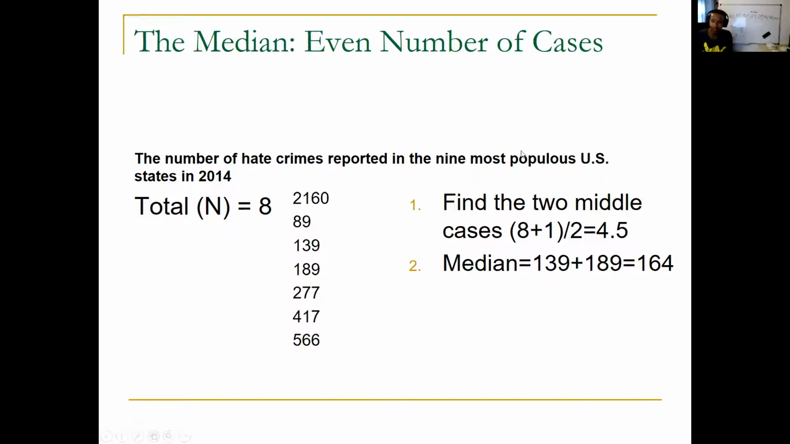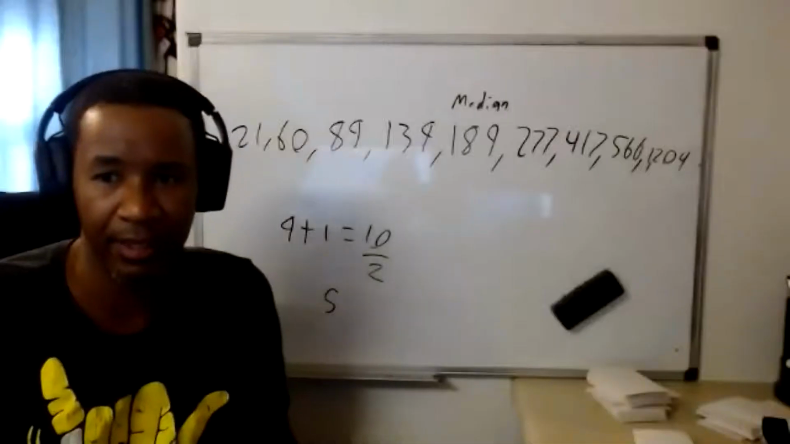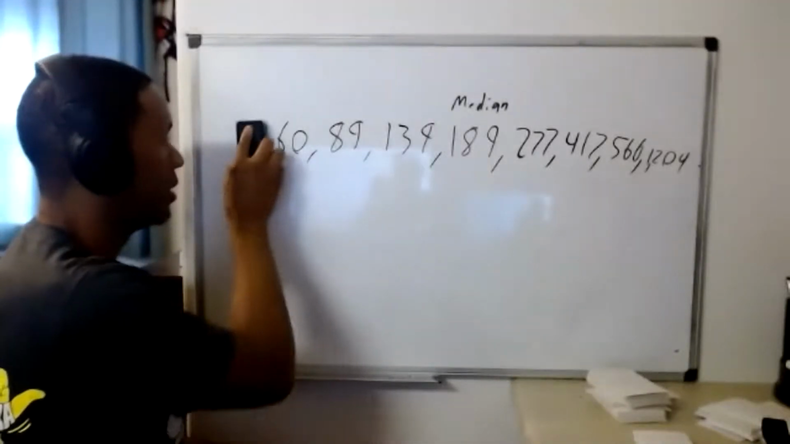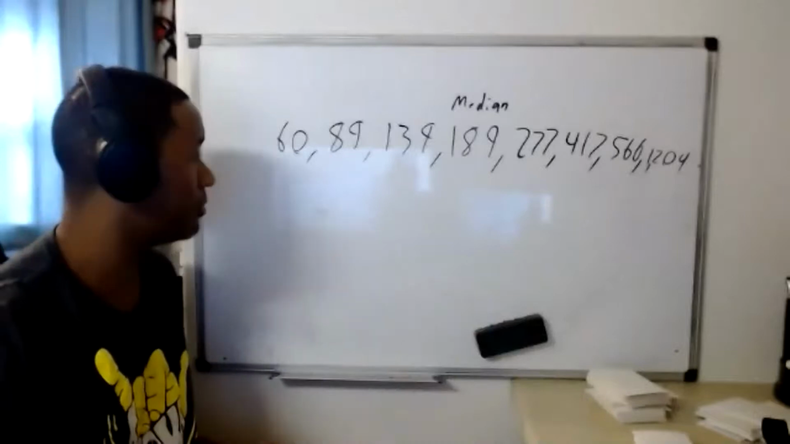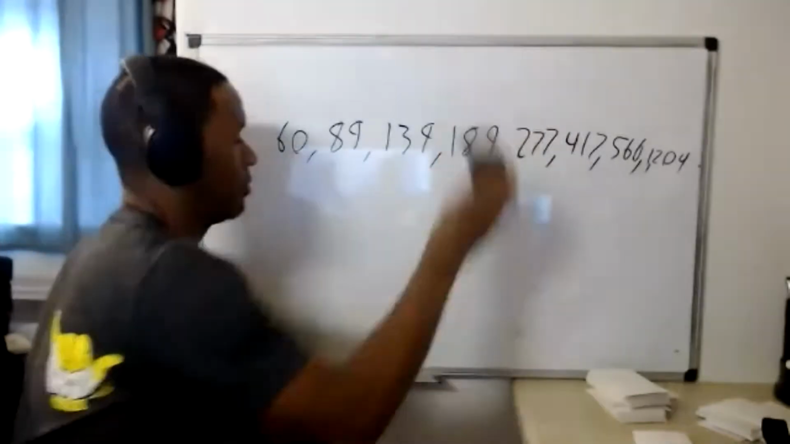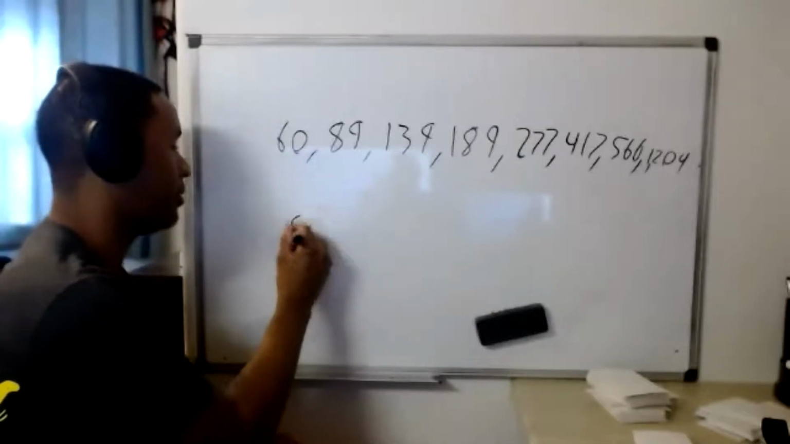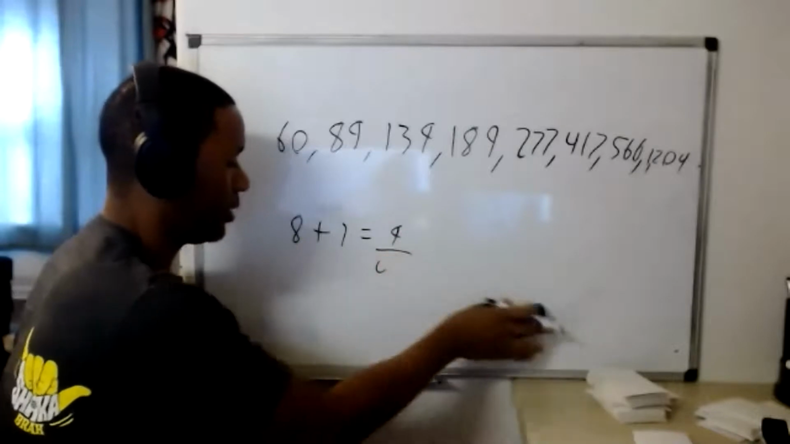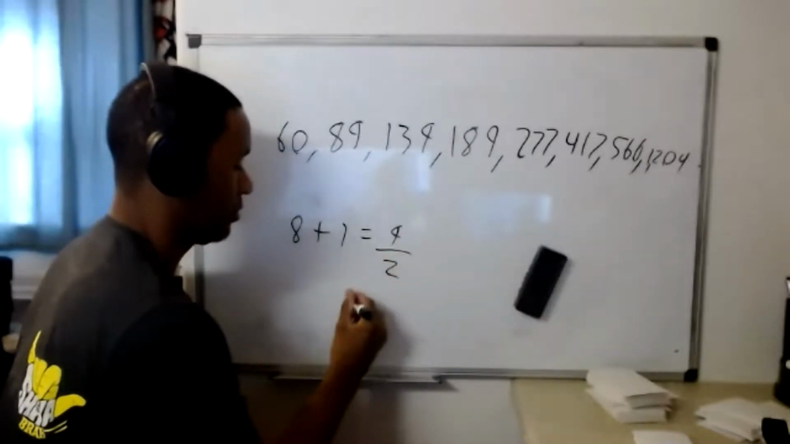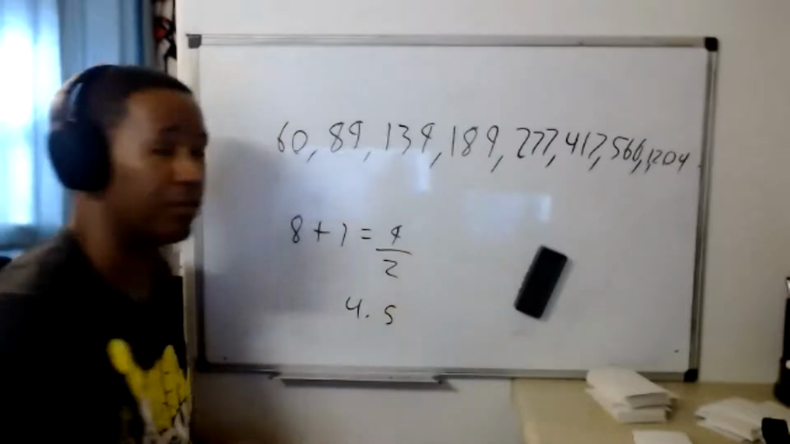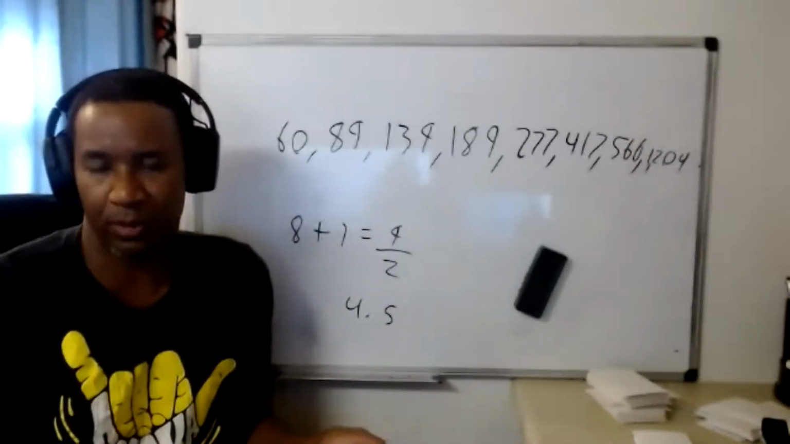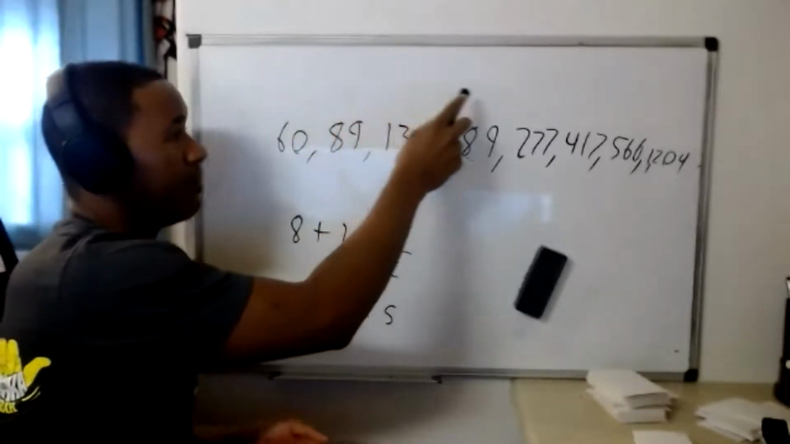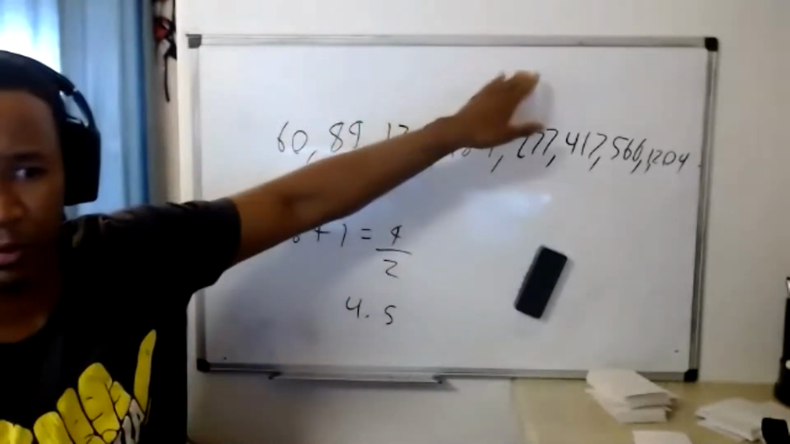So what are we going to do here? Same process, but instead of having an n of 9, we now have an n of 8. So I'm going to remove this 21. And then our n is equal to 8 now. 8 plus 1 gives us 9. We divide 9 by 2 and we get 4.5. Now what we need to do is count over to the 4.5 score, but there is no 4.5 score. Okay, so we go 1, 2, 3, 4.